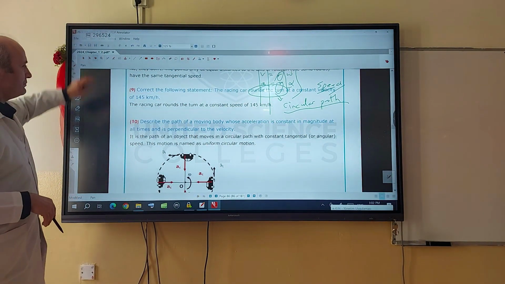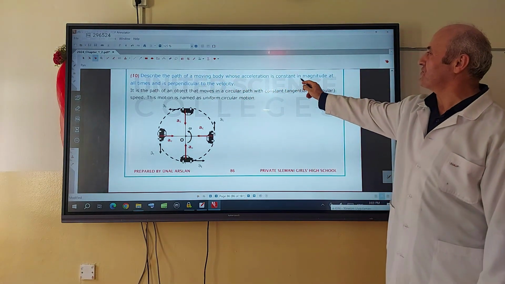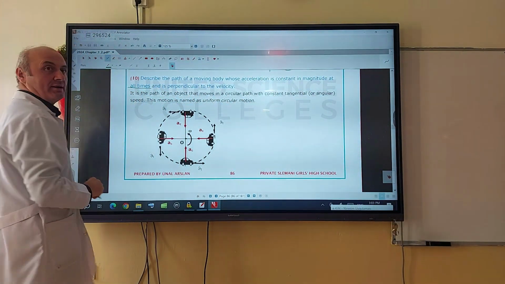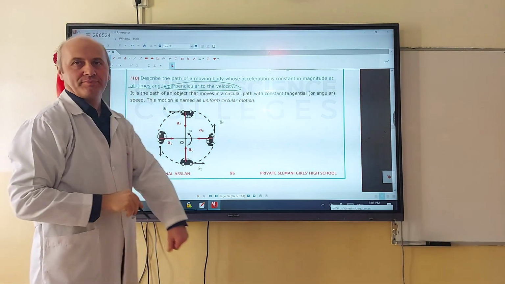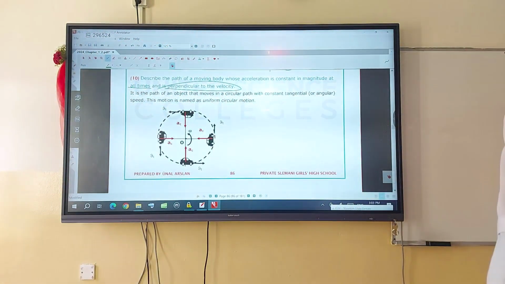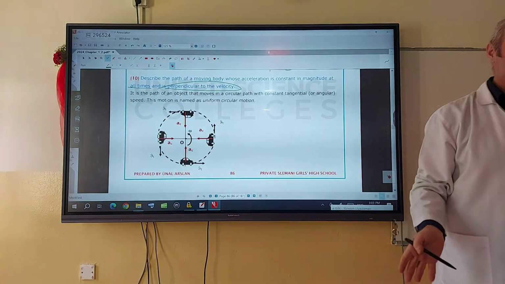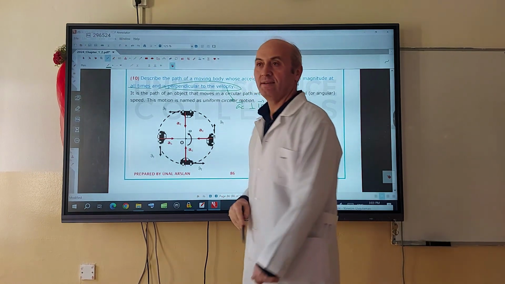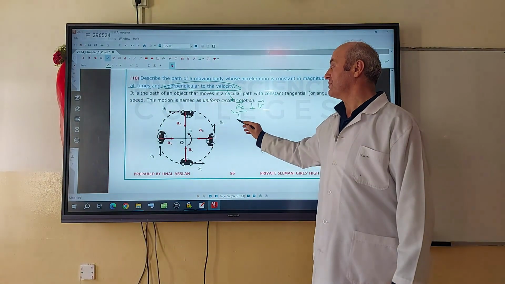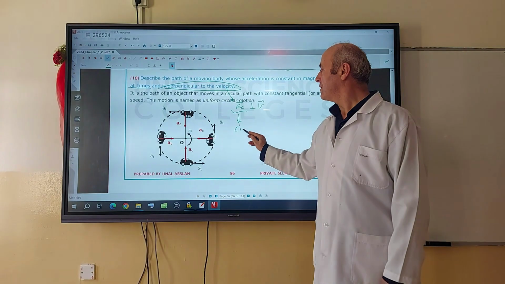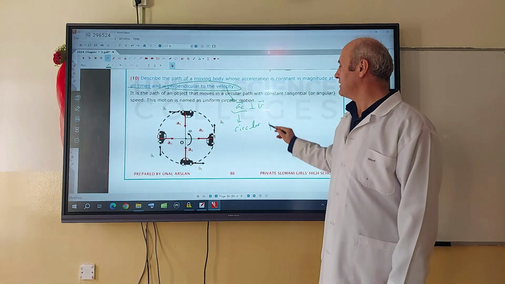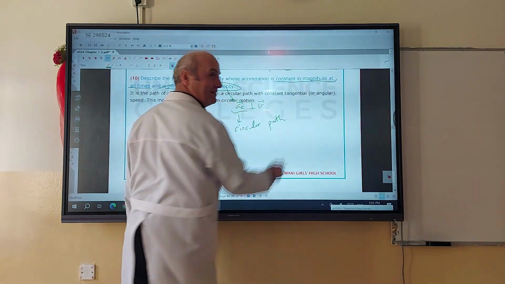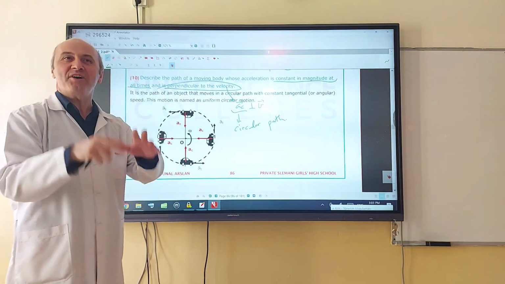Question number 10. Describe the path of a moving body whose acceleration is constant in magnitude all the time, but is perpendicular to velocity. Only one acceleration is perpendicular to velocity: AC, the centripetal acceleration. So AC is perpendicular to velocity. AC is measured for a circular path. This object is moving in a circular path. But one more thing: this acceleration must be constant in magnitude, unchanged.